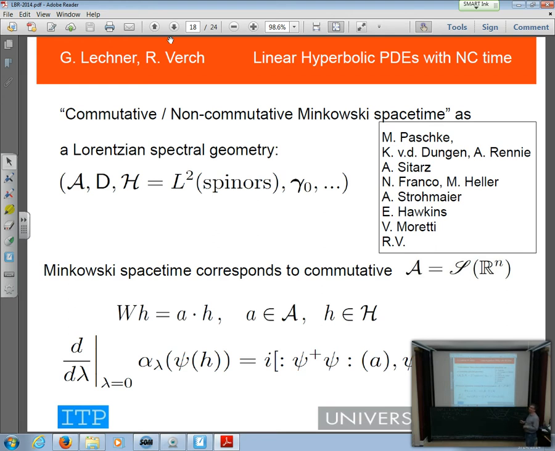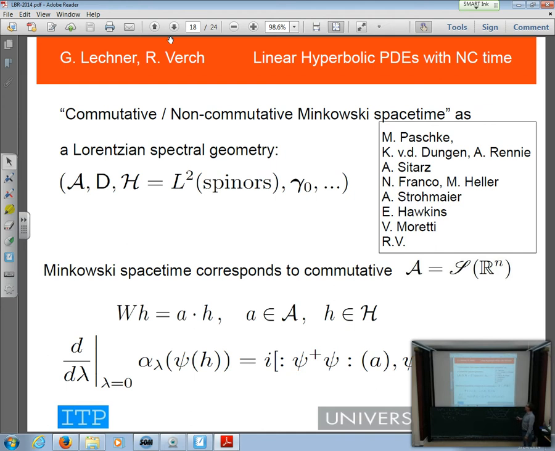So I'm modest here, so I'm thinking of non-commutative Minkowski spacetime described as a Lorentzian spectral geometry. So here, spectral geometry, in this very restricted sense, is meant only to refer to the space-time part. So it's not supposed to model some internal symmetries, gauge symmetries or so. It's just concerning the description of space-time as a spectral geometry.